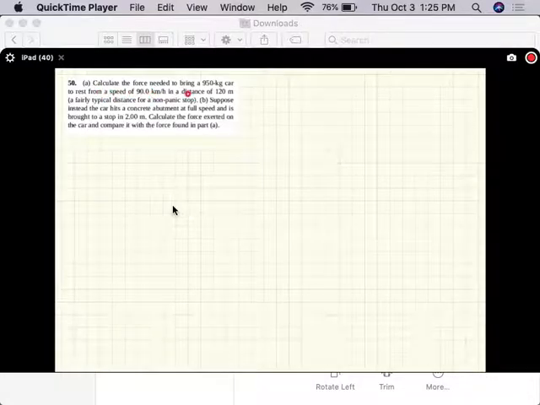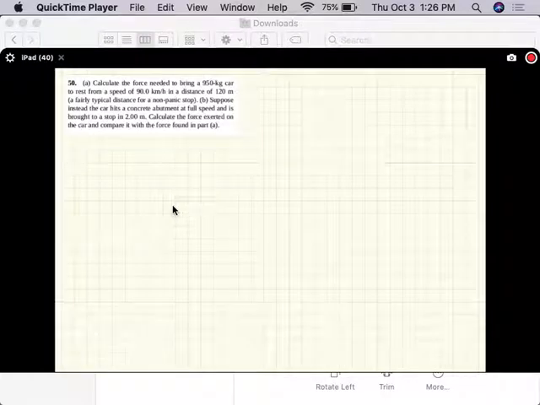Calculate the force needed to bring a 950 kg car to rest from a speed of 90 kilometers per hour in a distance of 120 meters, a fairly typical distance for a non-panic stop. That's an awfully long distance. 120 meters is one and a half football field lengths. Bad brakes. Anyway, suppose instead the car hits a concrete abutment at full speed and is brought to a stop in 2 meters. Calculate the force exerted on the car and compare it with the force found in part A.